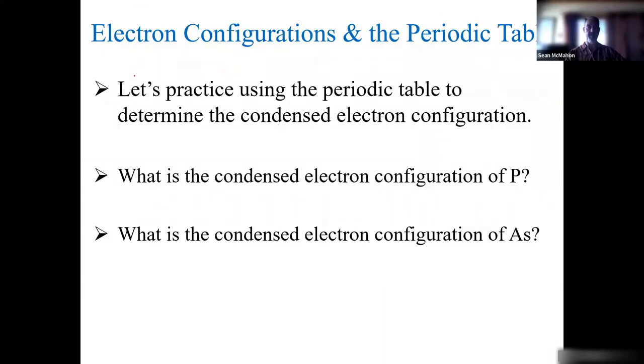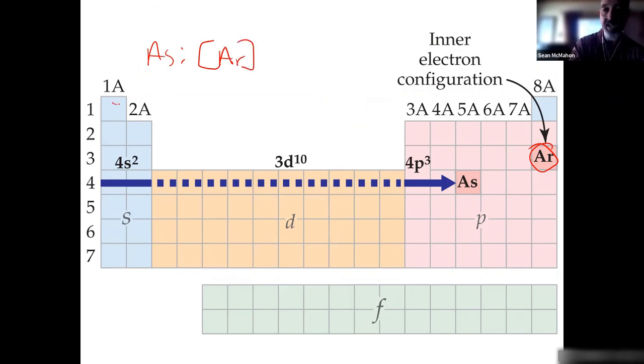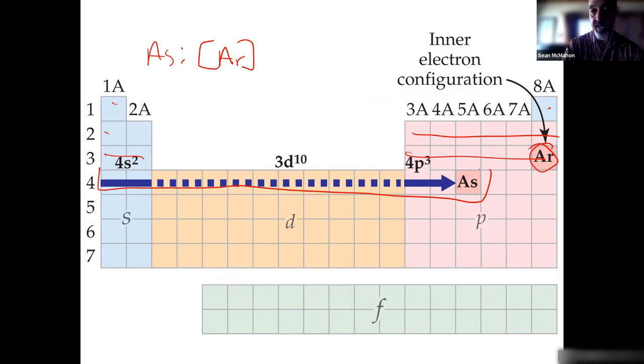So can we do it for arsenic? Well, I wrote it out earlier, the long version, but now if I look at the core electrons, it's the same as argon, because we have the 1s2, the 2s2, the 2p6, the 3s2, the 3p6, like argon. And now all I'm going to write is the outer shell that needs to be taken into account.